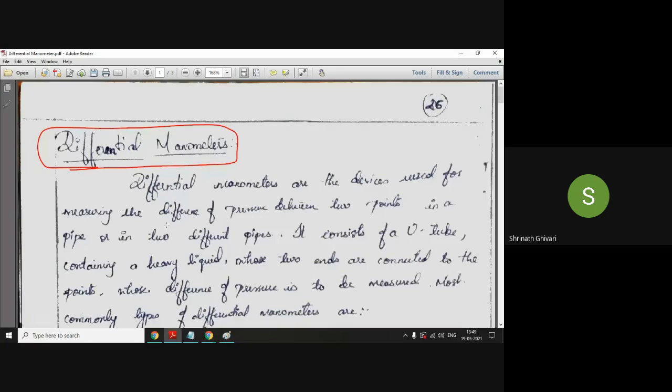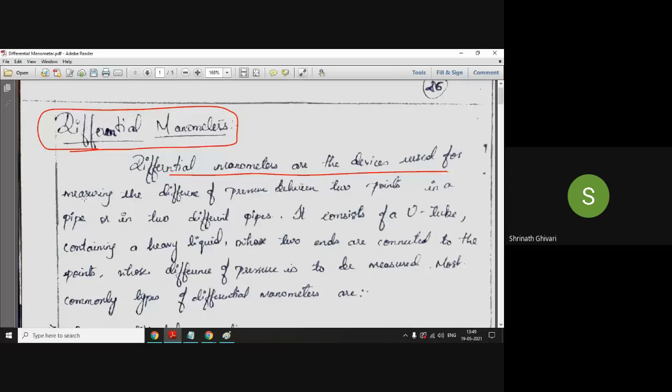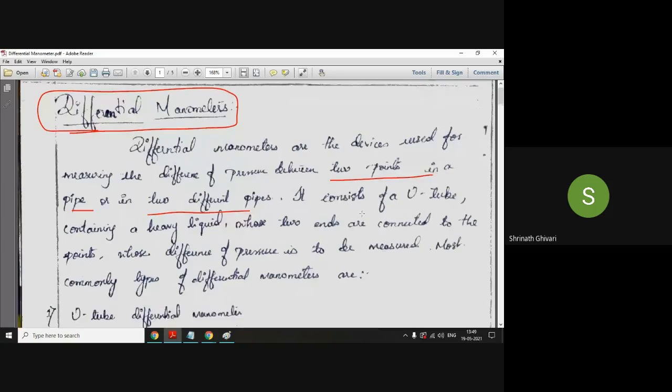Okay, so differential manometers are the devices used for measuring the difference of pressure between the 2 points in a pipe. In the same pipe, you can measure the pressure difference at 2 different points, or in 2 different pipes. It consists of a U-tube containing a heavy liquid. As I said, it will be having a heavy liquid whose specific gravity is more compared to the specific gravity of the liquid whose pressure you want to determine, whose two ends are connected to points, and the difference of pressure is to be measured.